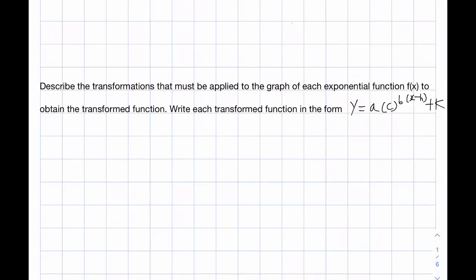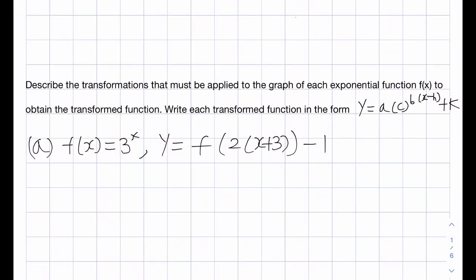Now let's look at the first question. Alright guys, here's our first problem. Describe the transformations that must be applied to the graph of each exponential function f of x to obtain the transformed function. Write each transformed function in the form y is equal to a times c to the power of b times (x minus h) plus k.